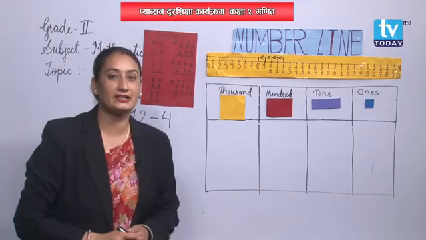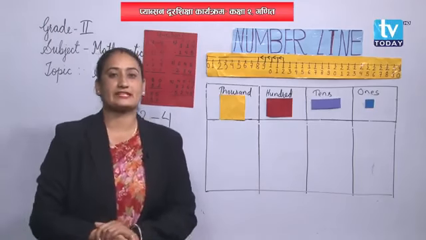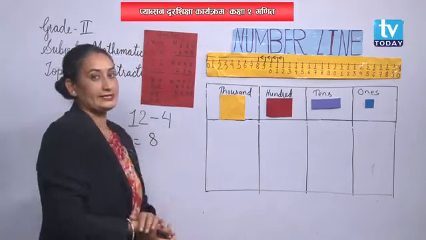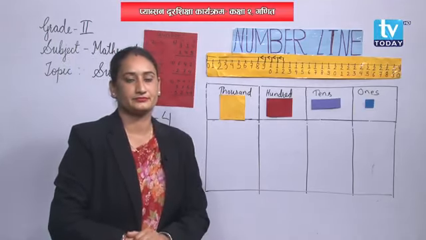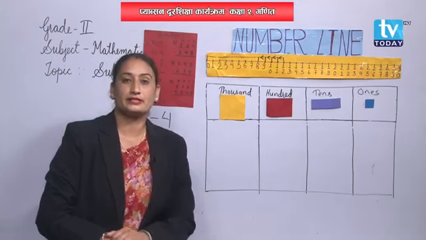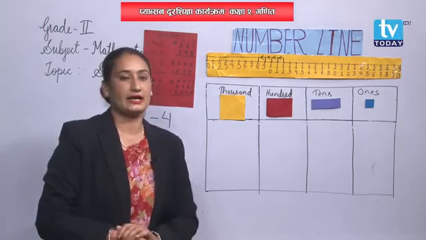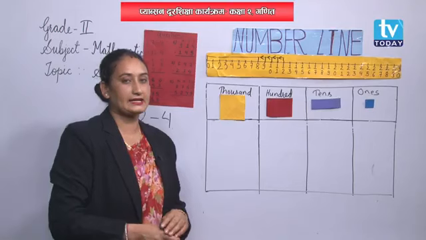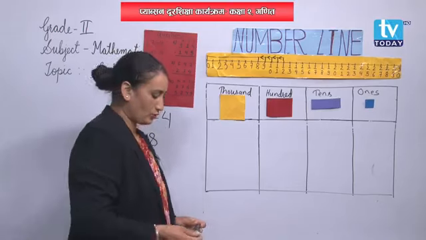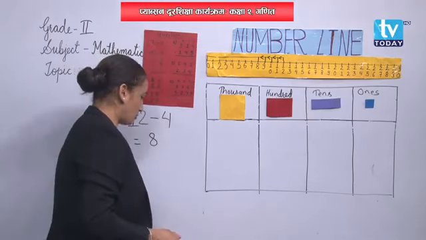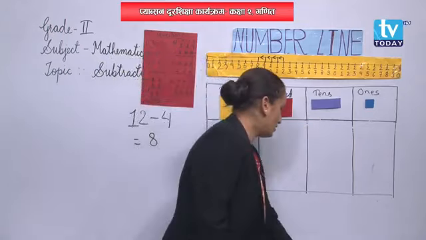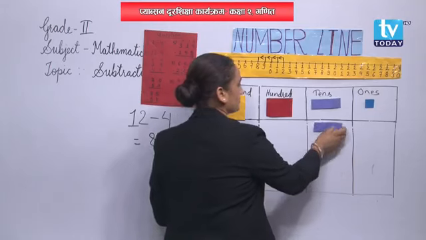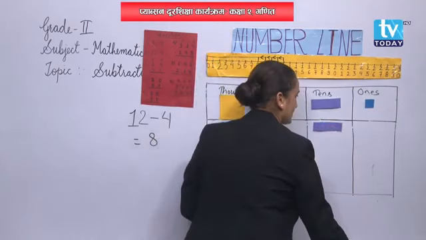Do you understand? Now, student, you have to tell me whether 12 is a single digit or a double digit. 12 is a double digit and 4 is a single digit, right? So, for a double digit, how to put it? 10 plus 2 is 12. So, put 10 here and place 2 units here.